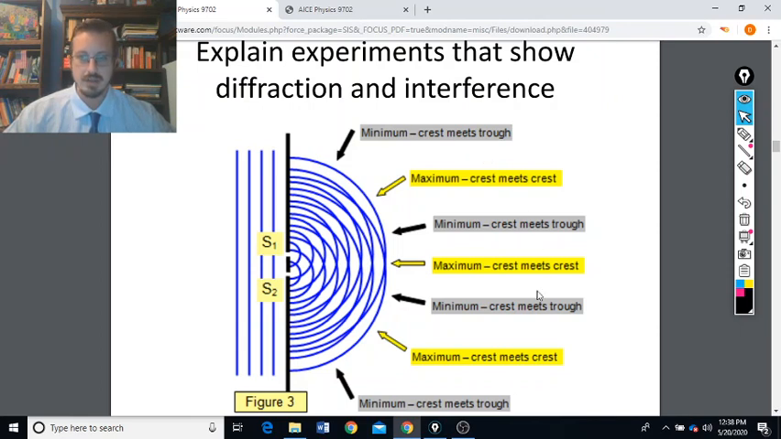This slide is also reinforcing the same idea. Minimum, crest meets trough, so we're going to get destructive interference. A maximum is where crest meets crest, and that pattern repeats itself. That repeating pattern of reinforcement and cancellation is interference. And having a double slit is one way to ensure the coherent wave sources.